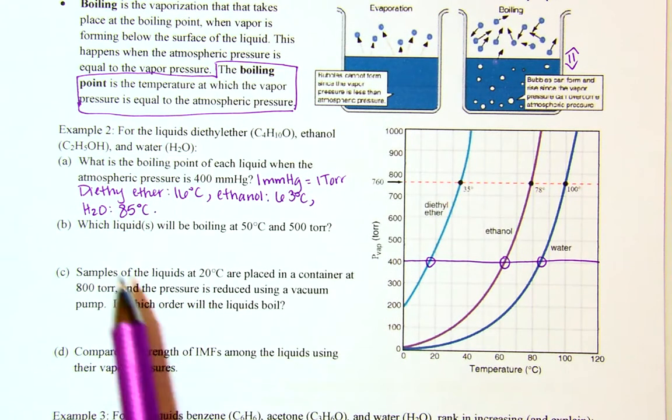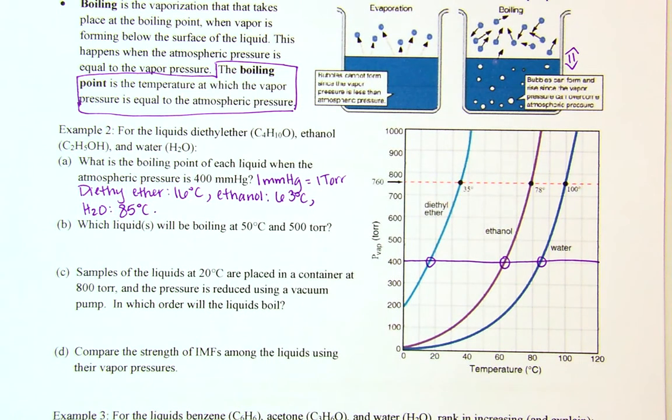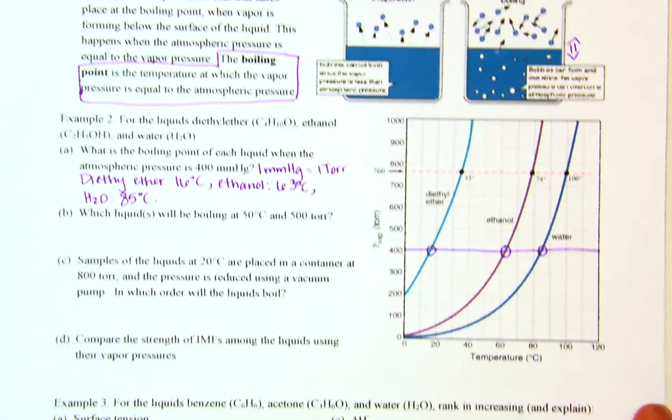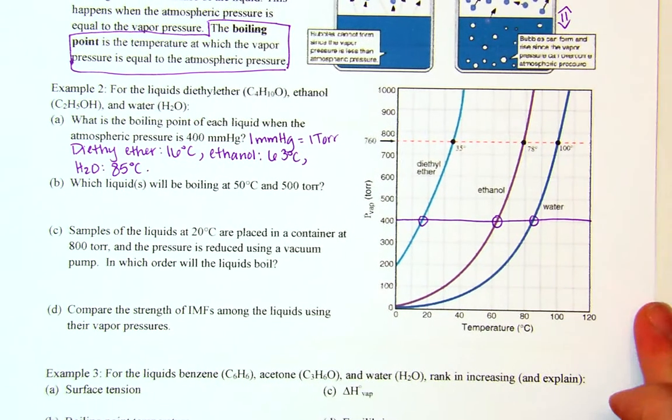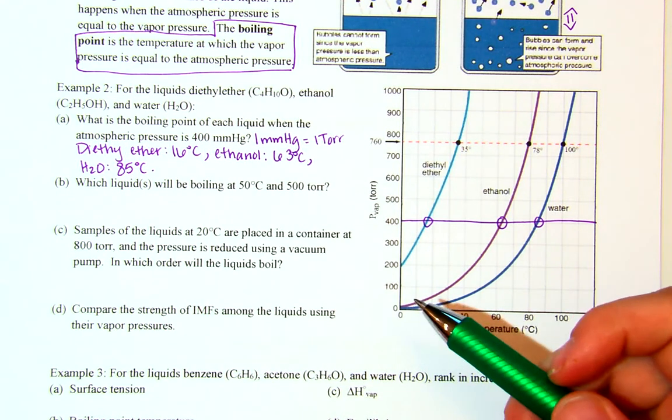Which liquids will be boiling at 50 degrees Celsius and 500 torr? So right now, if you can pause the video, I'd like you to try to do parts B, C, and D on your own, and then come back and we will review. Okay, so hopefully you're able to try that. Let's see if you got it right.